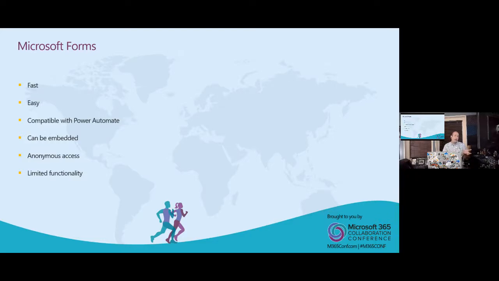It's compatible with Power Automate, just like everything else that we need today. It can be embedded, so you can put it in a SharePoint site or a web page, or really anywhere that can take embed code. But more importantly, you can have anonymous access. On the other options we're going to talk about later, you can't necessarily do that. So if you want a form that somebody just on the internet can fill out and then you want to make something printable out of it, you can do that using Microsoft Forms.